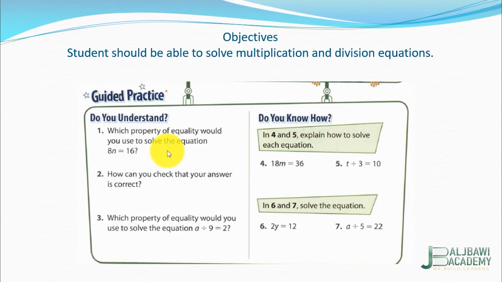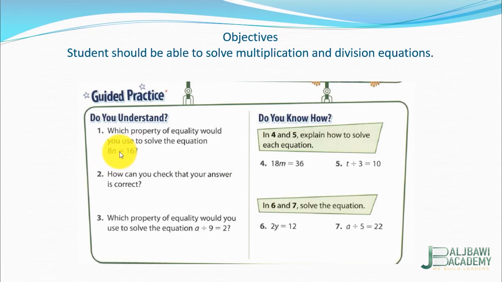Welcome back. Now, after you tried questions from 1 to 7, let me solve them with you. Which property of equality would you use to solve the equation 8n equals 16? Of course, this is a multiplication equation. We directly use what we call division. We use the division property to get the variable alone, because division undoes multiplication.